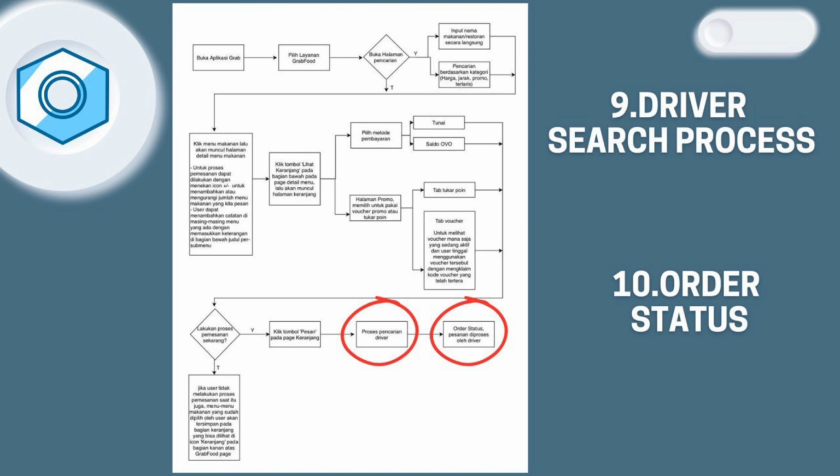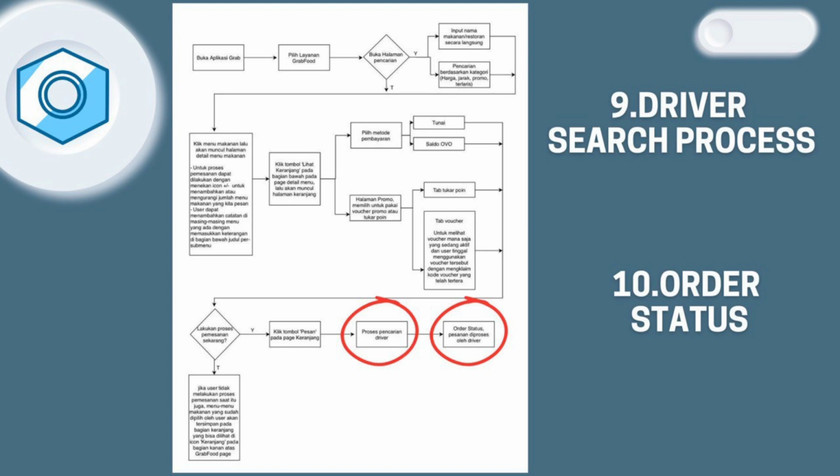The app will show something like "looking for a driver." During this time, the Grab system is matching the order with available drivers around the restaurant area. It considers things like how close the driver is, how busy they are, and how long it might take to deliver the food. Once the driver accepts the request, the app will instantly update the screen.